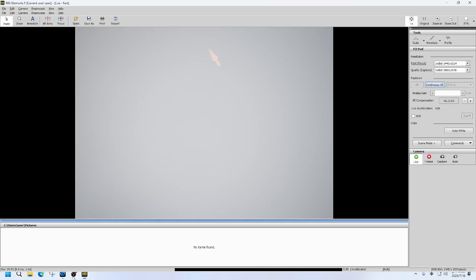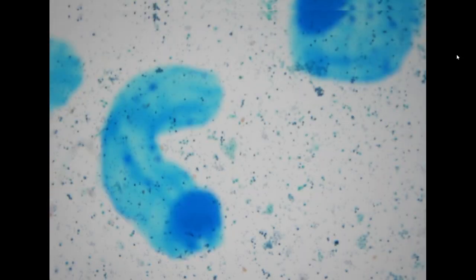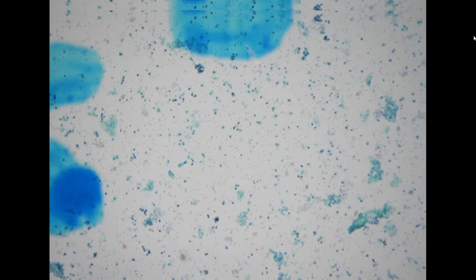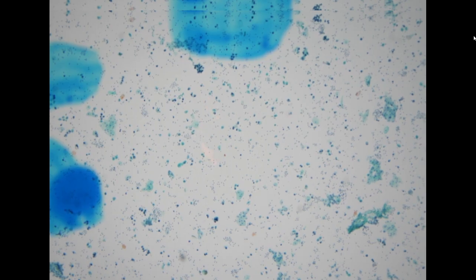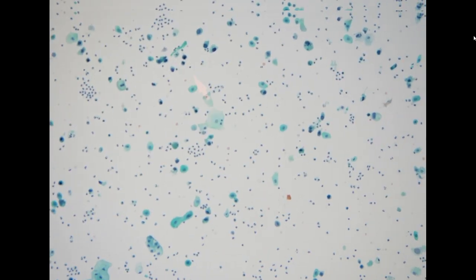So the first specimen is a voided urine specimen from a 71-year-old female. On low power, this is a voided urine, so relatively cellular. Just on low power, we can appreciate that in addition to the more bland-looking intermediate cells of the urothelium, we do see larger cells with darker stained nuclei. So this is what we need to screen in the background.